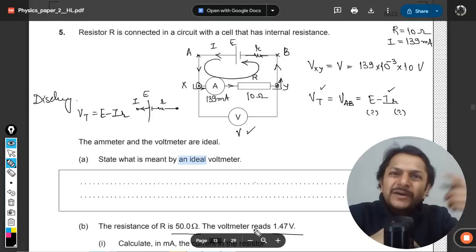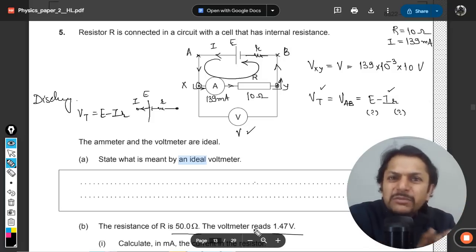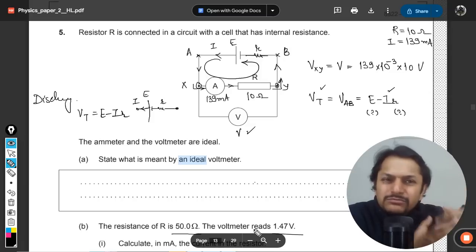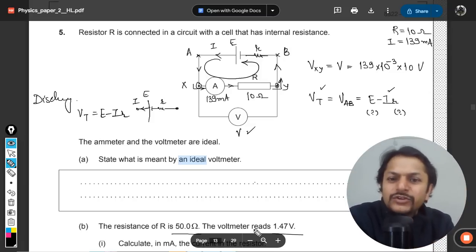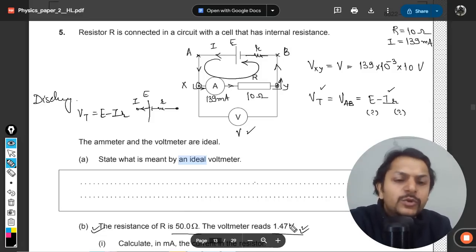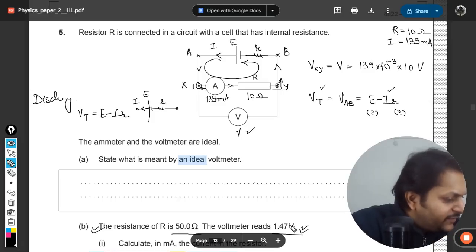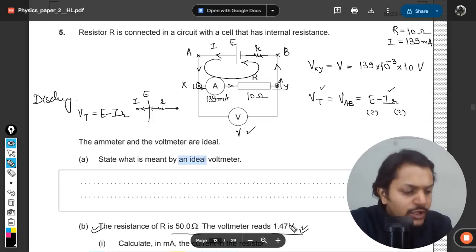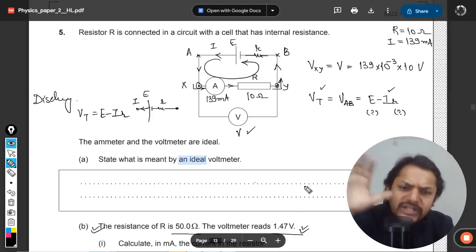So this is the kind of misarrangement that is done in these questions. According to this data, the resistance is 50, and we have calculated the current. The current was coming out to be 29.4, I believe. Just a moment. Yes, 29.4. So I can use this value.